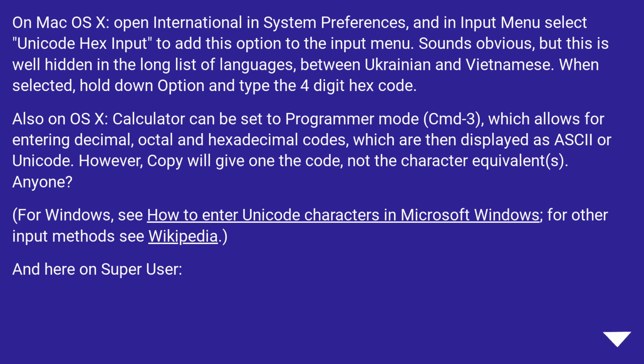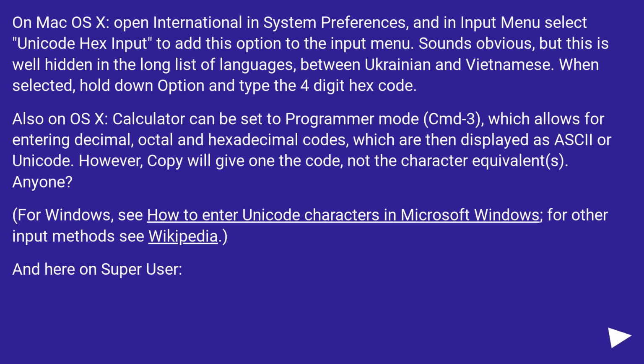Also on OS X, Calculator can be set to programmer mode, Cmd-3, which allows for entering decimal, octal and hexadecimal codes, which are then displayed as ASCII or Unicode. However, copy will give one the code, not the character equivalents.